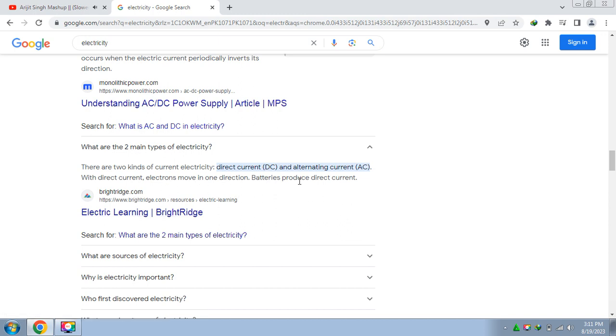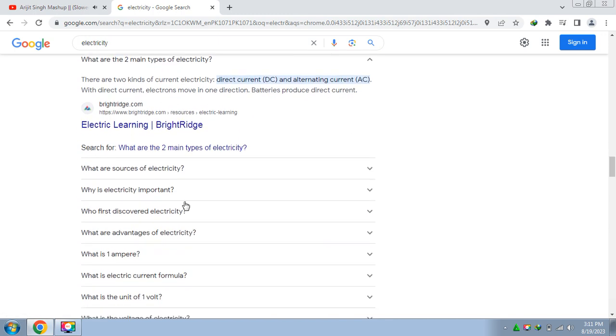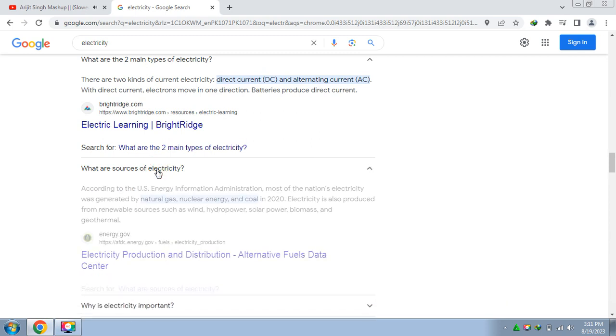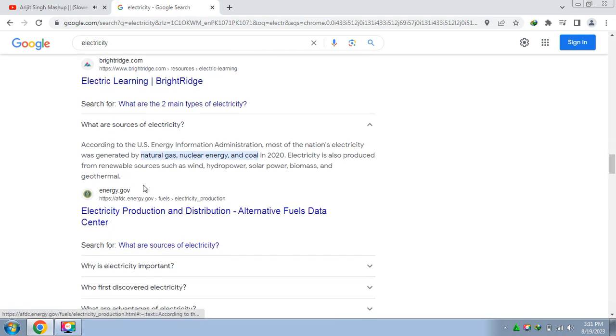Another question: what are the sources of electricity? The sources of electricity are natural gas, nuclear energy, coal in the report of 2022, and much more. Question is: why is electricity important? People use electricity for lighting, heating, cooling, refrigeration, and for operating computers, electronics, machinery, and public transport systems. So electricity is very important for our life.